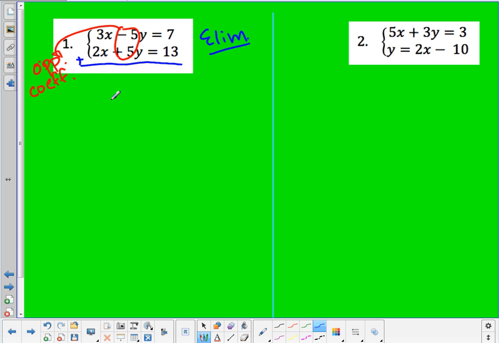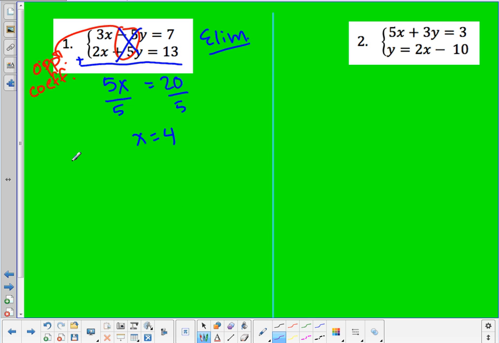So when I add these two together, I end up with 3x plus 2x, which is 5x. And then the negative 5y and 5y cancels out because that makes 0, so it goes away. And on the other side, 7 and 13 is 20. So I've got 5x equals 20. I divide both sides by 5, and I've got x is equal to 4.